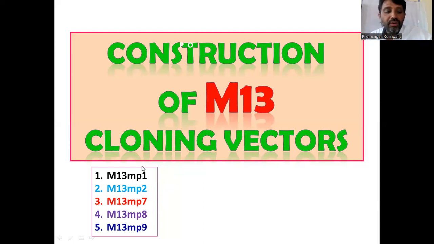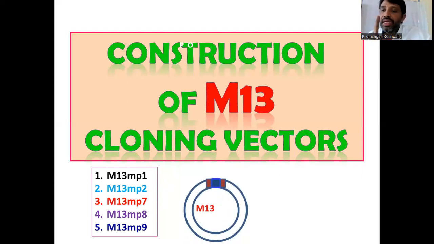In today's lecture, we will cover M13mp1. M13mp1 is the addition of a genetic selection marker, the N-terminal region of beta-galactosidase, that is the alpha peptide, and its regulatory elements to the M13 genome. Here we are adding the alpha peptide region and its regulatory regions to the M13 genome. That is M13mp1. You can see.